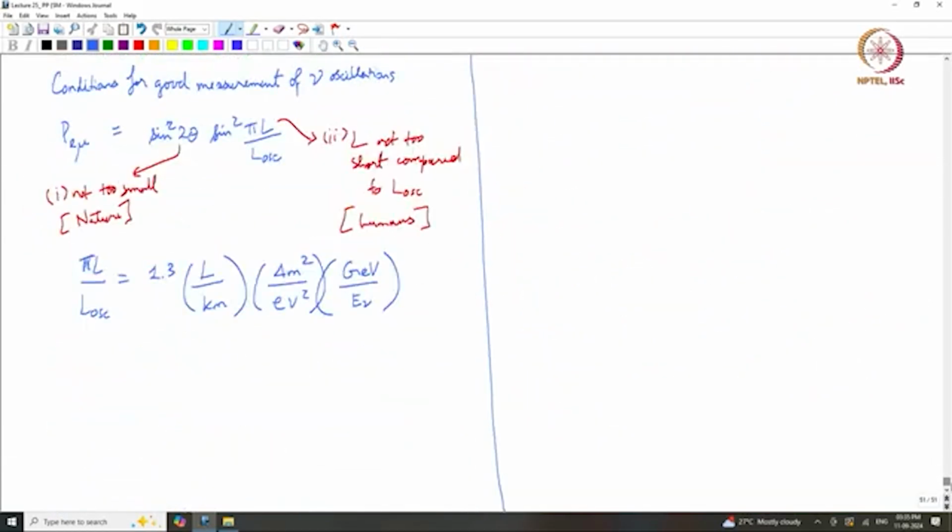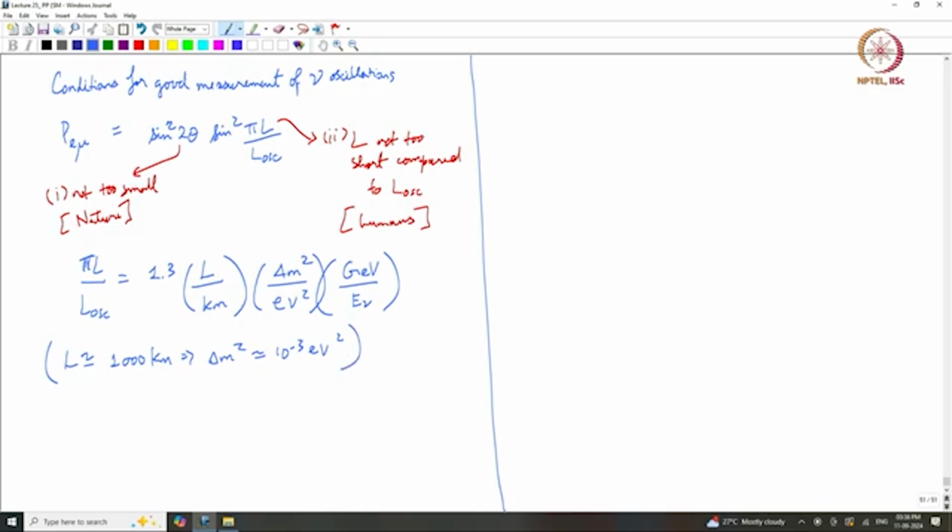Okay, so that's why if I picked L as 1000 kilometers for GeV neutrinos, I get delta m squared that is of the order of 10 power minus 3 electron volt squared.